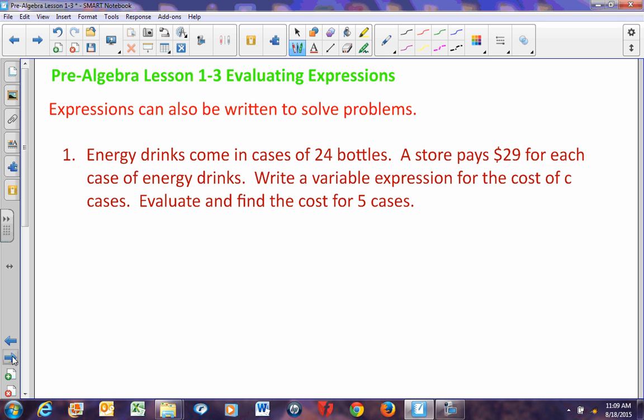Now, expressions can also be written to solve word problems, which we would consider to be everyday problems. Okay? Most people are like, I don't like word problems. Word problems are real life problems. You're never going to go into a store and they're going to say, well, use this formula to figure out how much money you're going to save.